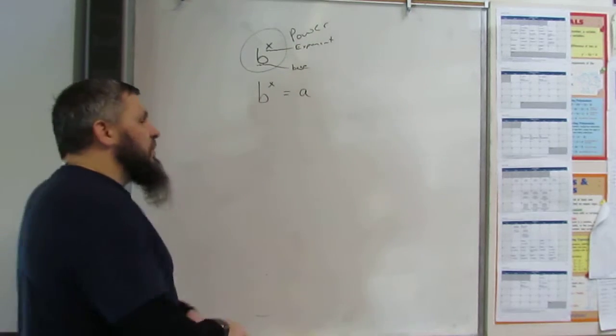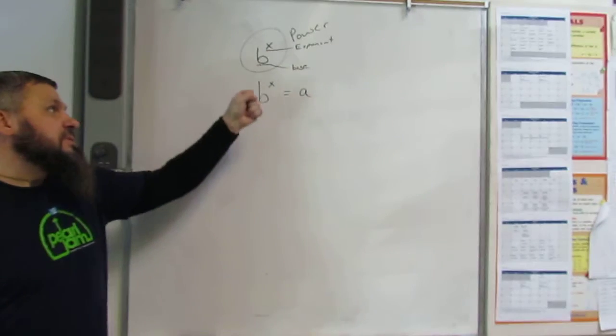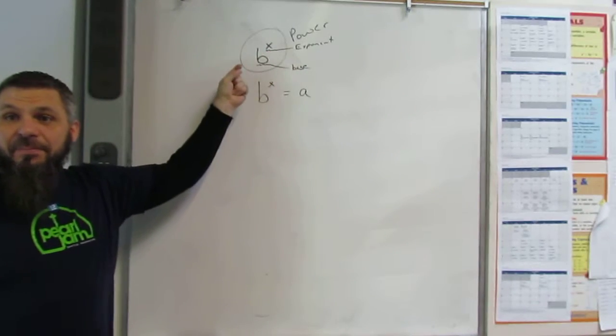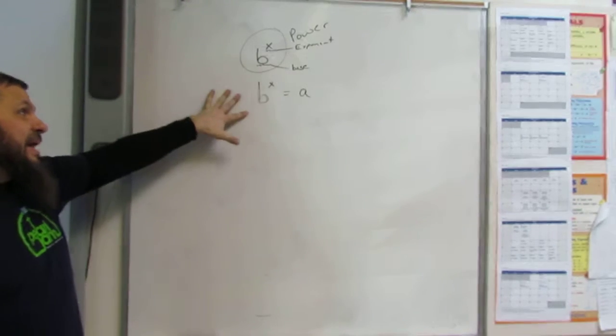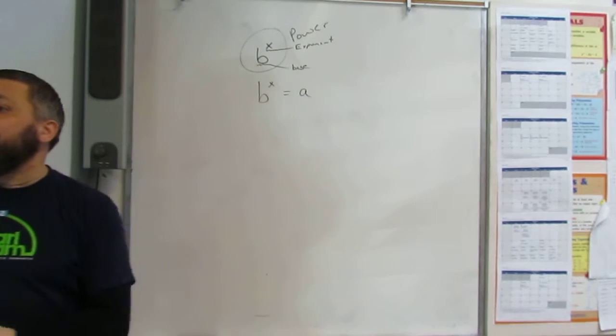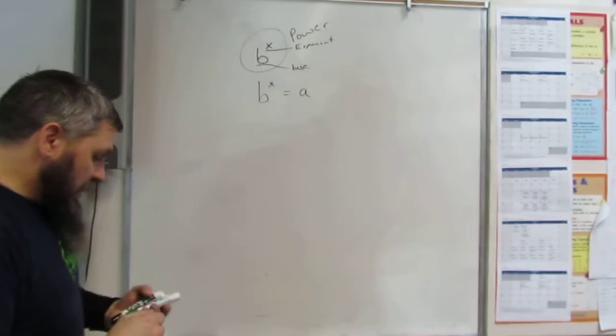Logarithms, we start with a power. The power has an exponent, which is x, and a base, which is b. Okay? We take that power and we set it equal to a number.